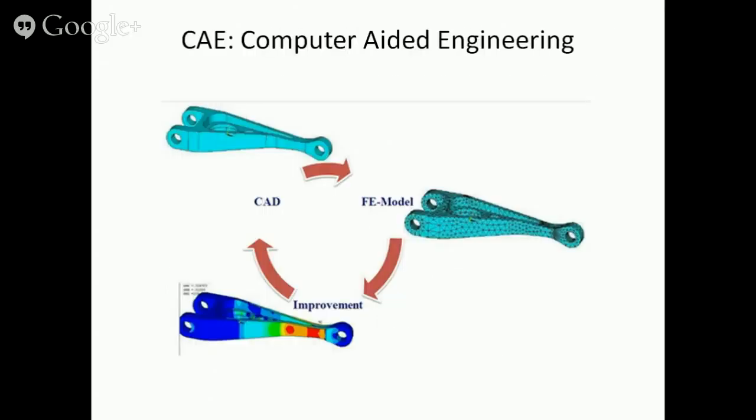CAE, Computer-Aided Engineering, means the broad use of computer software to aid in engineering analysis processes. A CAD-designed part is analyzed in an FE model, a finite element model, and the results are then used to improve the design.